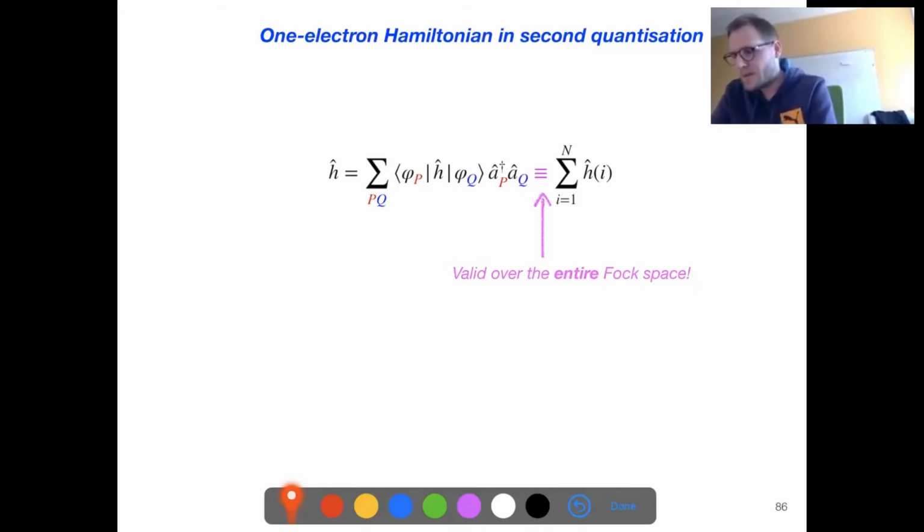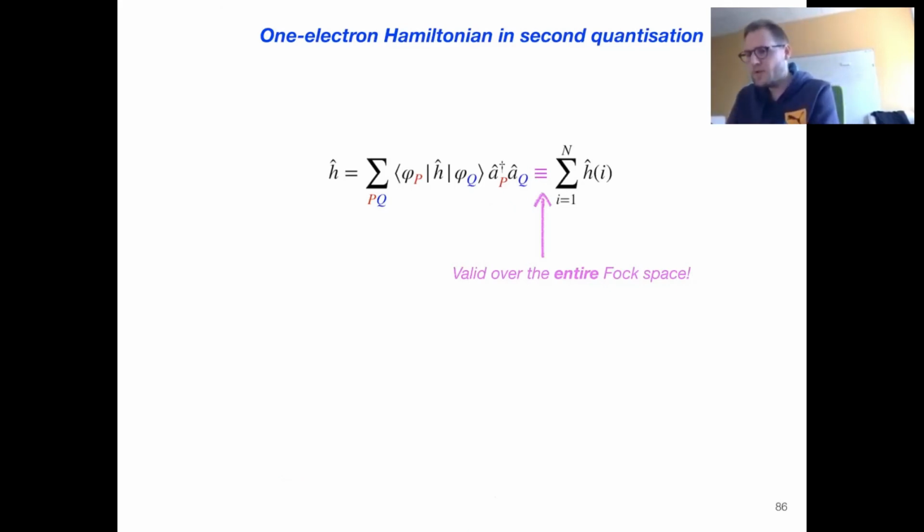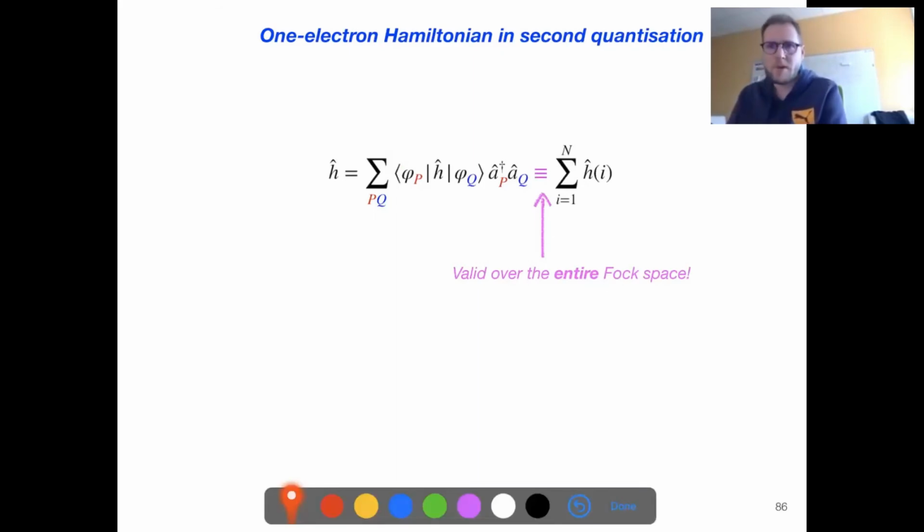So in first quantization, you would have to mention explicitly the number of electrons. Here you don't. The same expression is valid, okay? And of course, you need to know the one electron integrals if you want to run any calculation, okay?